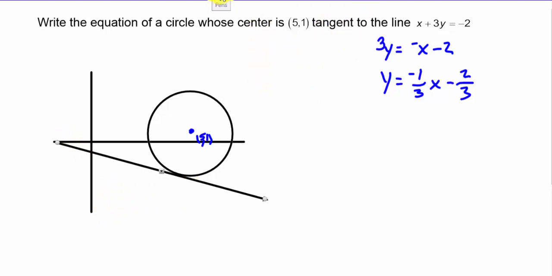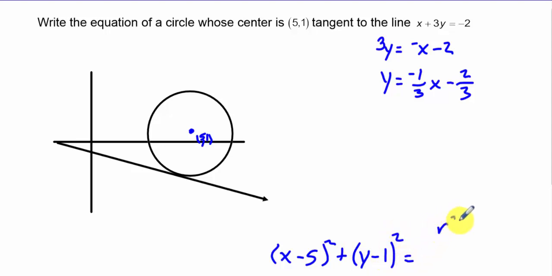All right. And I need to write the equation of this circle. Well, writing the equation, I can actually start it. Not too difficult because I know the center. So I know in the end I'm going to have x minus 5 squared plus y minus 1 squared equals, and now all I need is r so I can square it. Well, to find r, I'm going to have to find the radius of this circle, and all I know is that this guy is tangent.